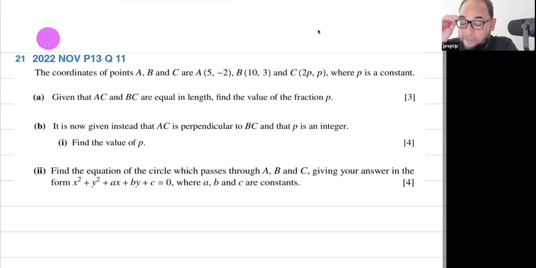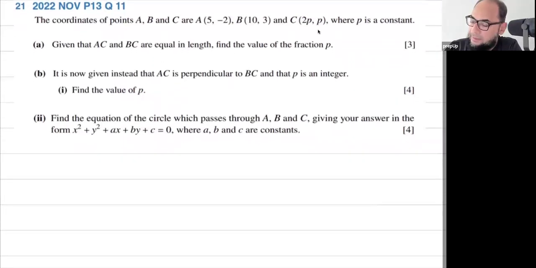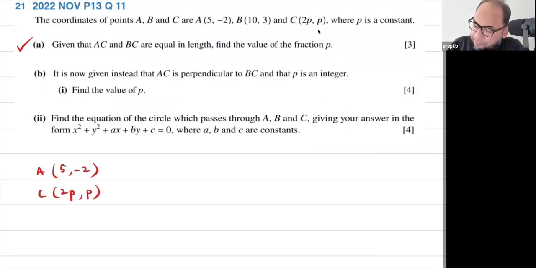Okay, let's get started. The coordinates of points A, B, C are such and such, given that AC and BC are equal in length. So let me get started with the first one. I have A, which is (5, -2). I have C, which is (2p, p). And this is a mix of coordinate geometry as well as circle, straight line as well as circle equation. And then we have B, which is (10, 3). We have C, which is (2p, p).